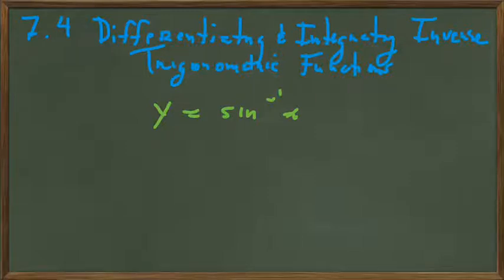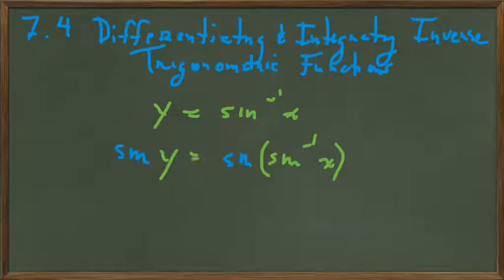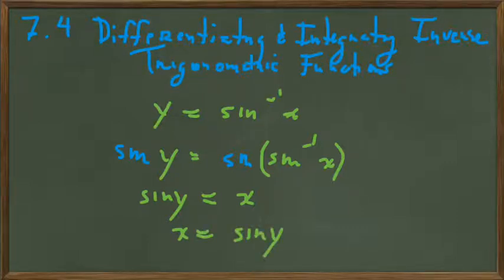The way we're going to do that is to take the sine of both sides of this equation. So the sine of y then equals the sine of the sine inverse of x. The left side doesn't change any. The right side, when we take the composite of a function and its inverse, remember we just get the x, and so we're going to write this as x equals sine y by flipping the two sides of the equation.